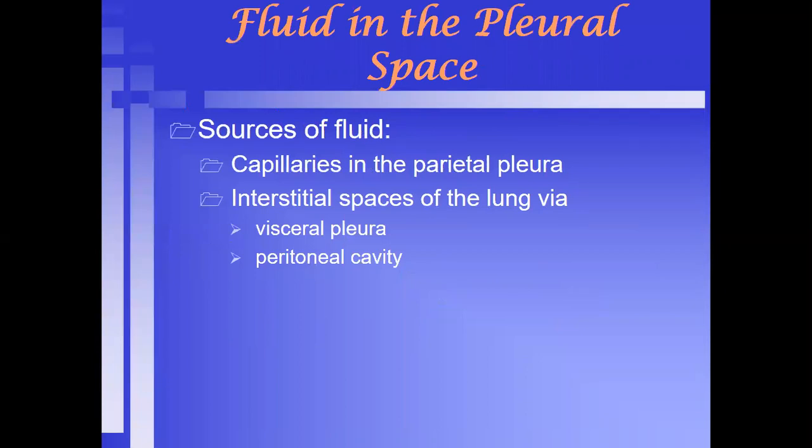So the fluid in the pleural space mainly comes from the capillaries in the parietal pleura, but may also come from the interstitial spaces of the lung via your visceral pleura and even your peritoneal cavity.